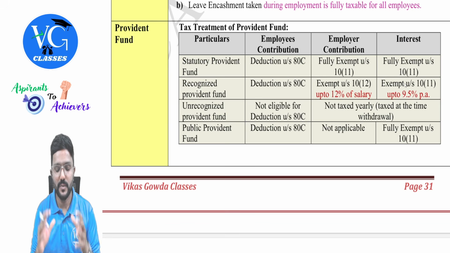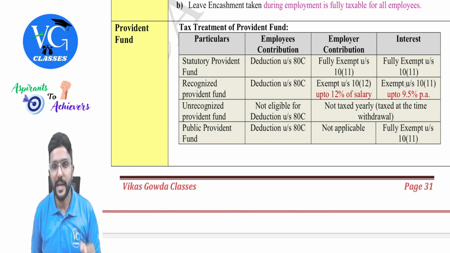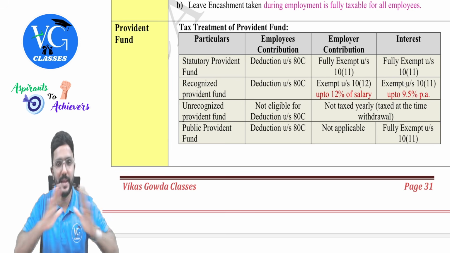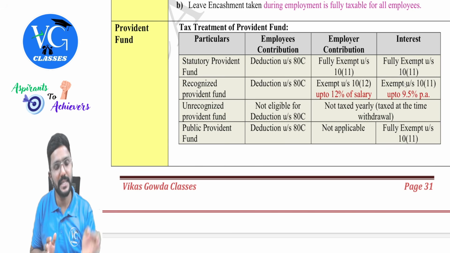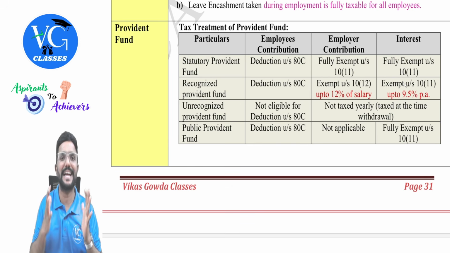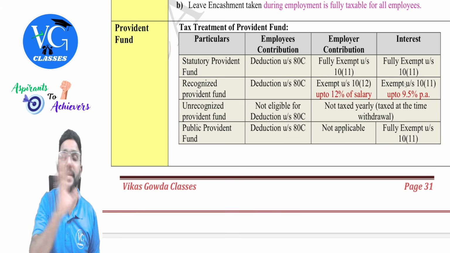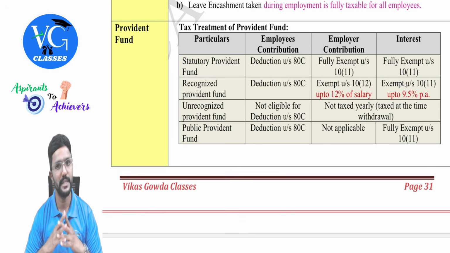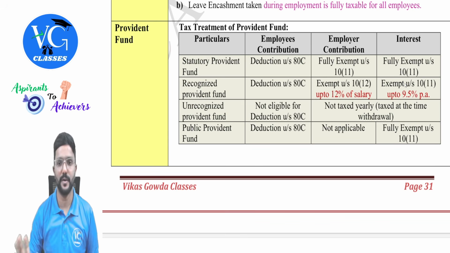When the amount is withdrawn from unrecognized provident fund, the employee contribution, as whatever he has invested is getting back, it is not an income, hence not taxable. Whereas employer contribution will be taxable under the head salary, and interest on employer contribution also will be taxable under the head salary. Whereas interest on employee contribution will be taxable under the head other sources, guys. It will be taxable under the head other sources. That is interest income on employee contribution.